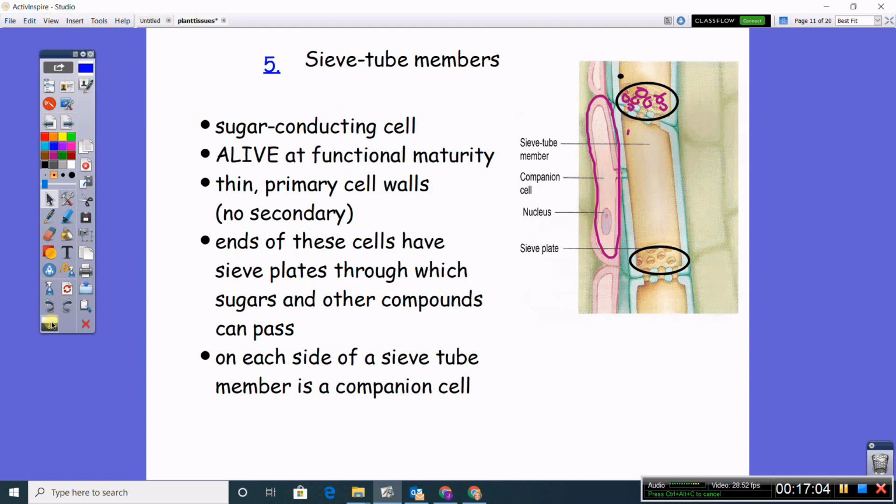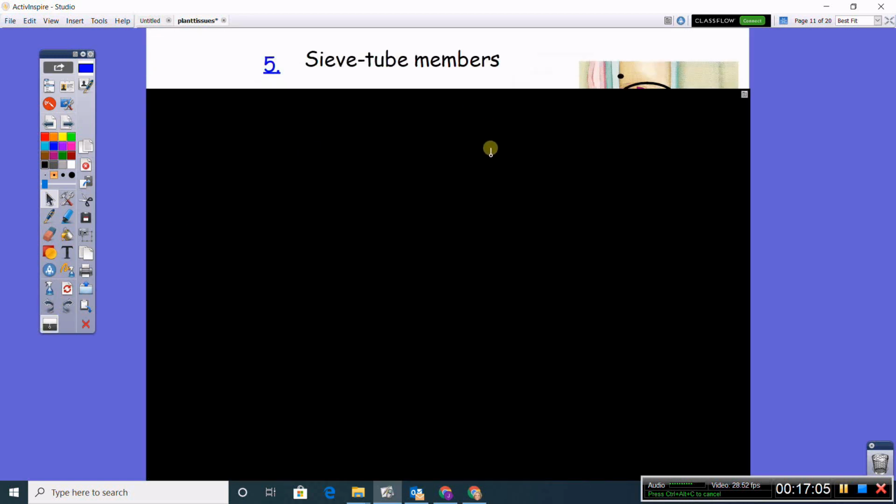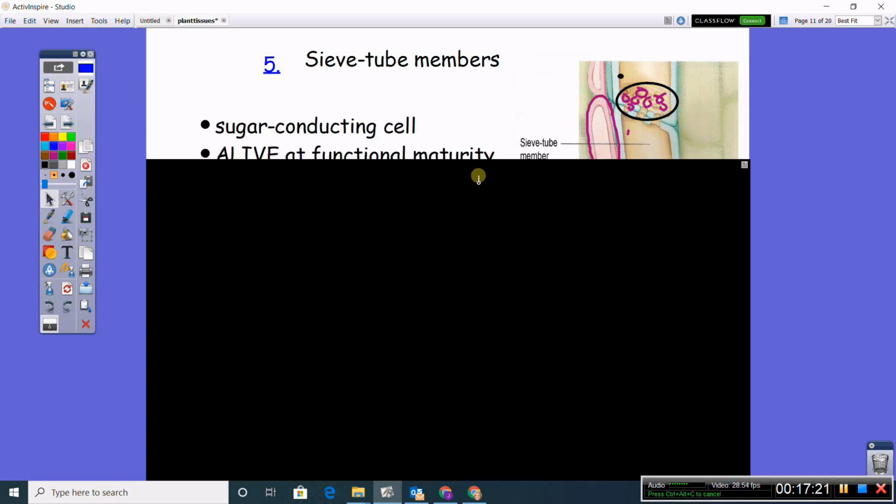All right, guys, we're going to move on to our fifth type of plant cell, and that is a sieve tube member. A sieve is like a strainer, kind of like a colander that you might strain the water from when you make pasta, you know? You let the water drain out the bottom. That's what a sieve is. It's kind of like a filter or a strainer.